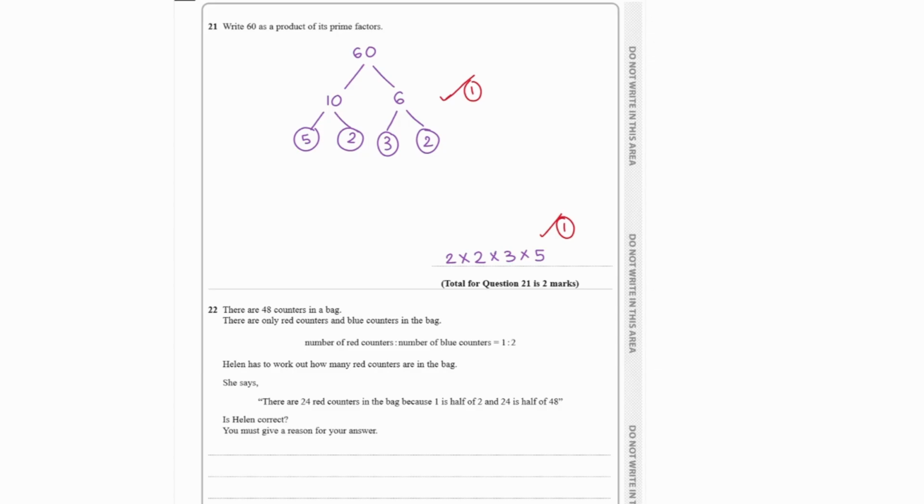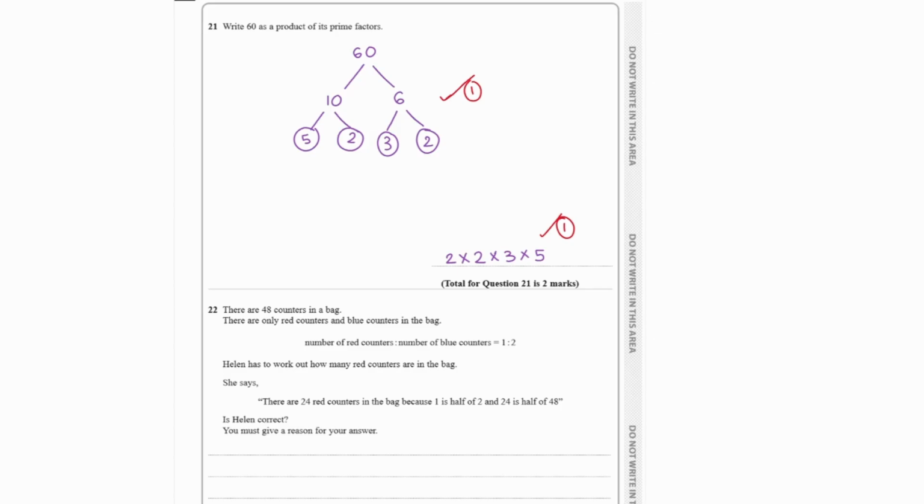Question 22. There are 48 counters in a bag. There are only red counters and blue counters in the bag. The number of red counters to the number of blue counters is equal to 1 to 2. Helen has to work out how many red counters are in the bag. She says there are 24 red counters in the bag because 1 is half of 2 and 24 is half of 48. Is Helen correct? You must give a reason for your answer.